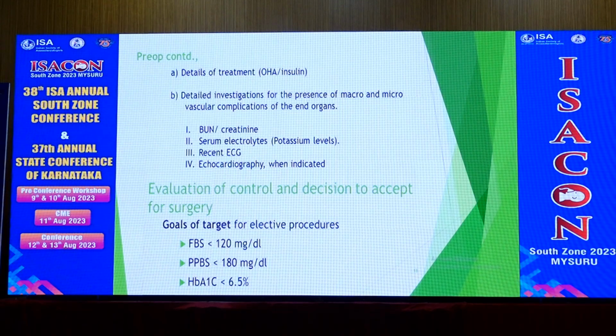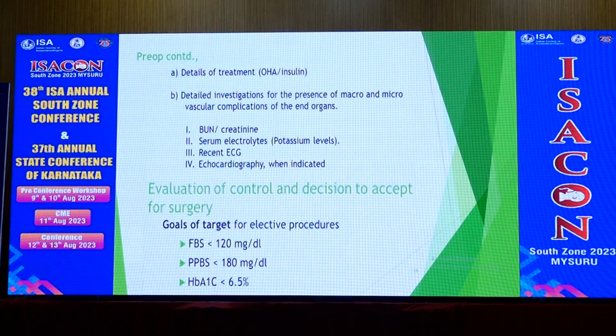One has to look into the details of the treatment that the patient is taking, whether it is OHA or insulin. And one has to look for complications, with investigations that lead us to the diagnosis of micro and macrovascular complications by doing blood urea nitrogen, creatinine, serum electrolytes, especially potassium, a recent ECG and echocardiography whenever required, or better to do in these cases because there are reports of silent myocardial ischemia in these patients.